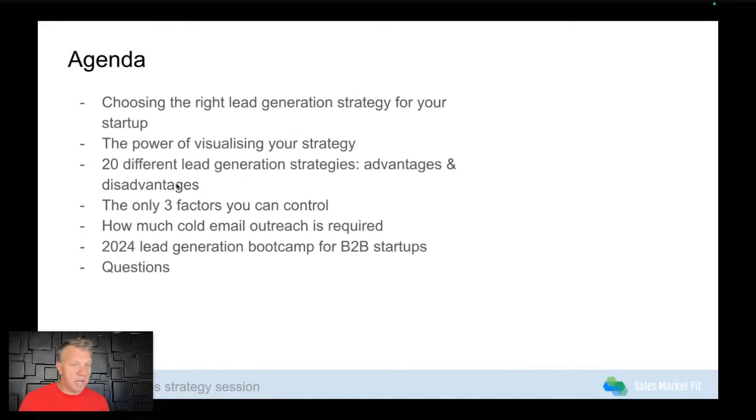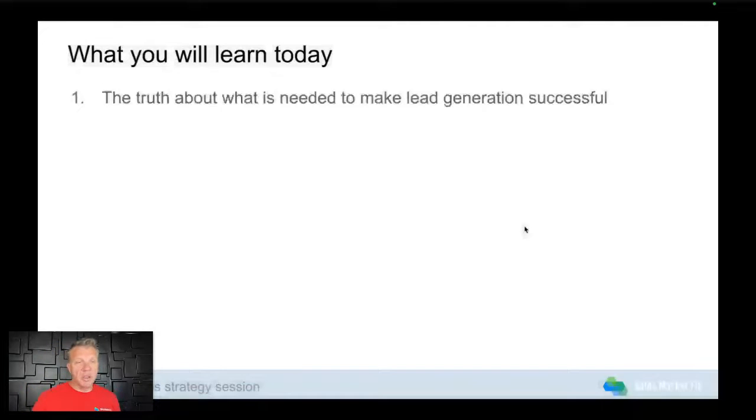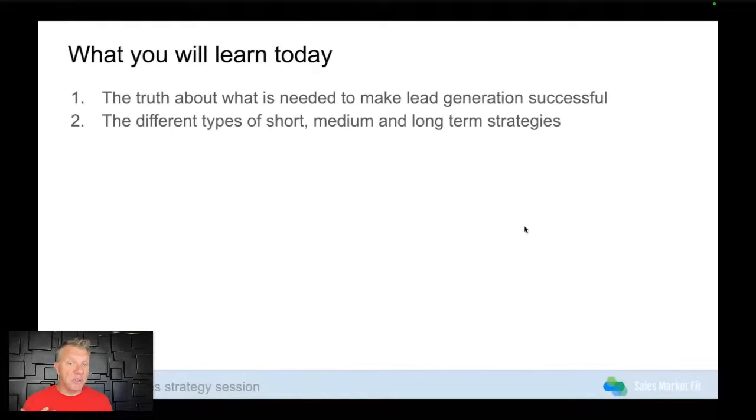Okay, what we'll do is we'll get into it. So what you're going to learn today is the truth about what is actually needed to make lead generation successful, and the different types of short, medium, and long-term strategies. And one of the biggest challenges that I see is people try to adopt medium and long-term strategies and try to get a short-term result. It's actually very, very difficult to do that.